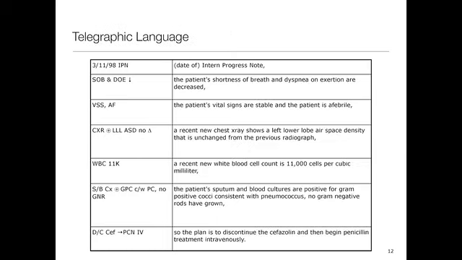So here's the interpretation. That's a date. IPN stands for intern progress note. SOB does not mean what you think it means. It's shortness of breath. And DOE is dyspnea on exertion. So this is difficulty breathing when you're exerting yourself, but that has decreased, presumably from some previous assessment. And the patient's vital signs are stable, so VSS, and the patient is afebrile, AF, okay, et cetera.